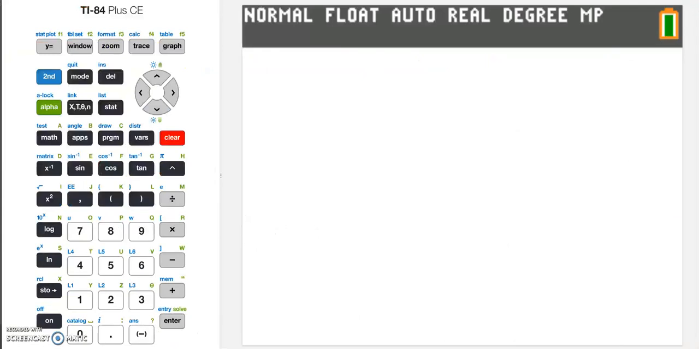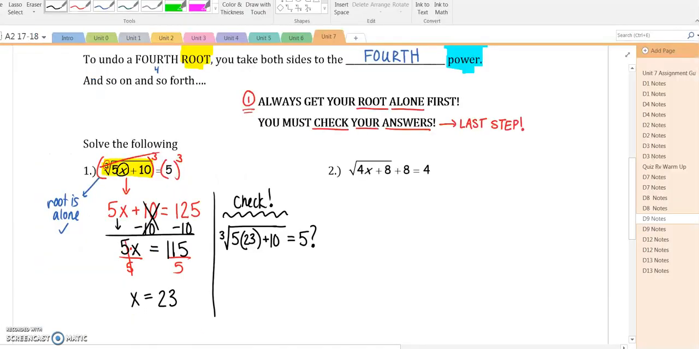So I'm going to pull my calculator out again. Feel free to pause if you don't have your calculator. Just pause the video, take it out so you're good to go. You can follow along with us. And I'm going to type in exactly what it says.